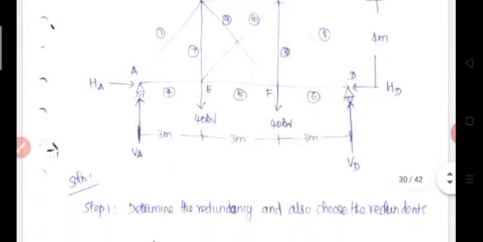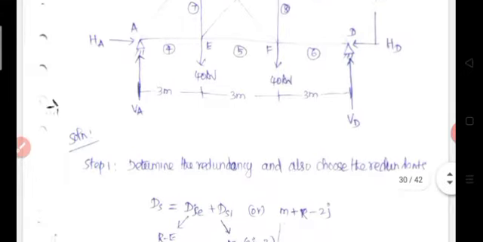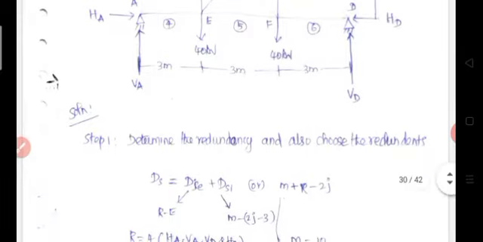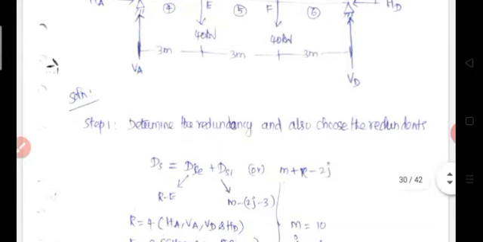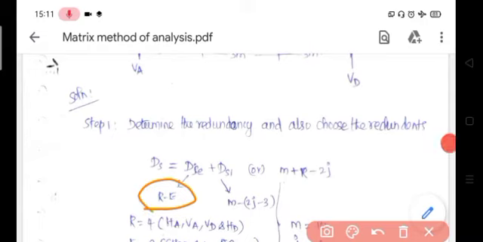The solution: first and foremost thing in the flexibility matrix method is that we should determine the degree of static indeterminacy of the structure, or redundancy of the structure, and also choose the redundants. We already know that degree of static indeterminacy is equal to external indeterminacy plus internal indeterminacy. External indeterminacy is equal to number of unknown reactions minus number of available equilibrium equations. Then internal indeterminacy depends upon member configuration. For a two dimensional plane truss, internal indeterminacy is equal to m minus (2j minus 3).